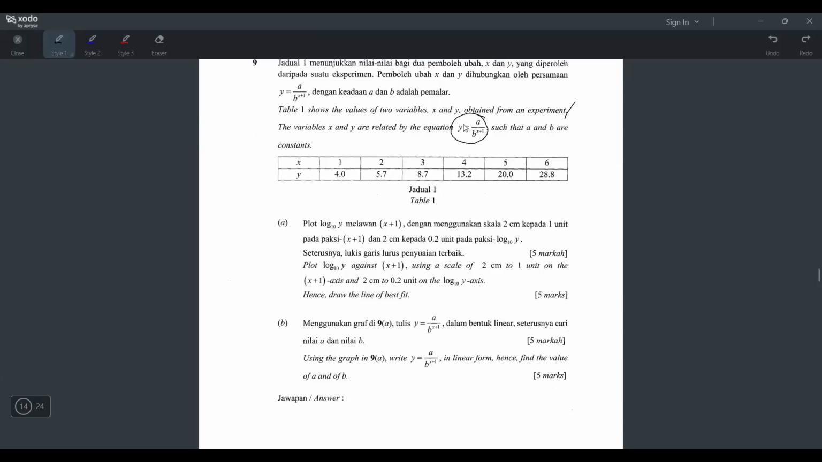Okay, ya, memang macam tu. Walaupun soalan tak suruh pun, you kena buat this step. You kena tukar jadi linear form. And then the next step you kena buat is you kena buat jadual baru. You kena buat table baru, sebab table ni tak boleh guna.